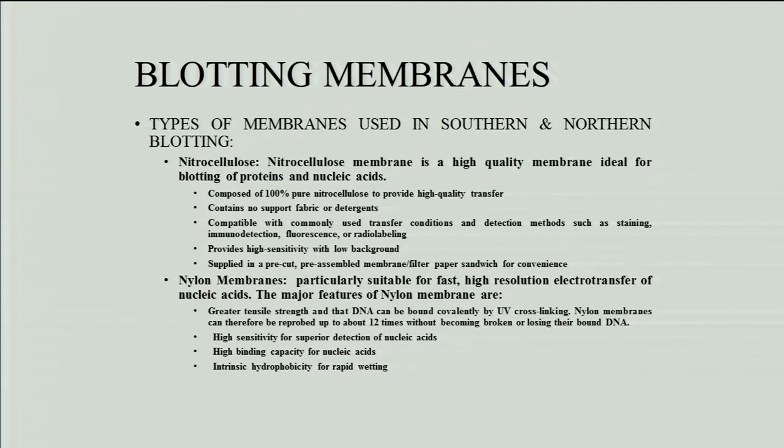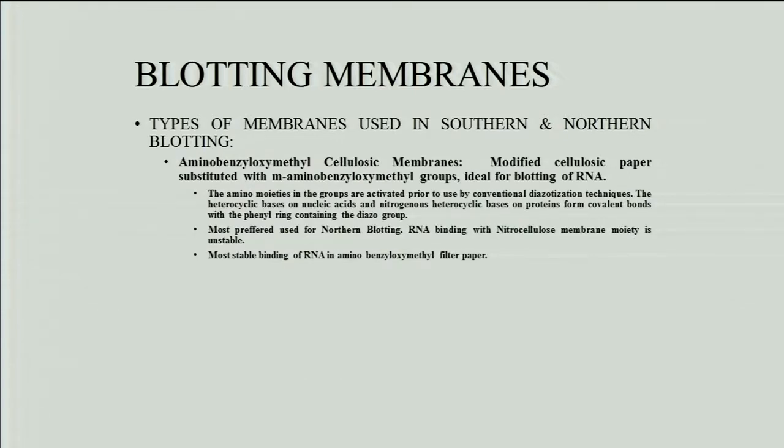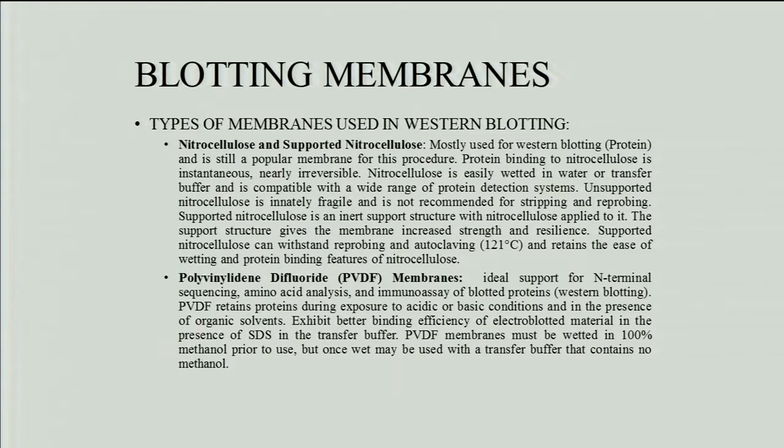So, how does it work? The membranes which are used are primarily cellulose, different types of cellulose. This is a nitrocellulose membrane, or you can use a nylon membrane, or a different type of membrane. Again, western blotting is using proteins. So, besides nitrocellulose membrane, you can also use PVDF membranes.